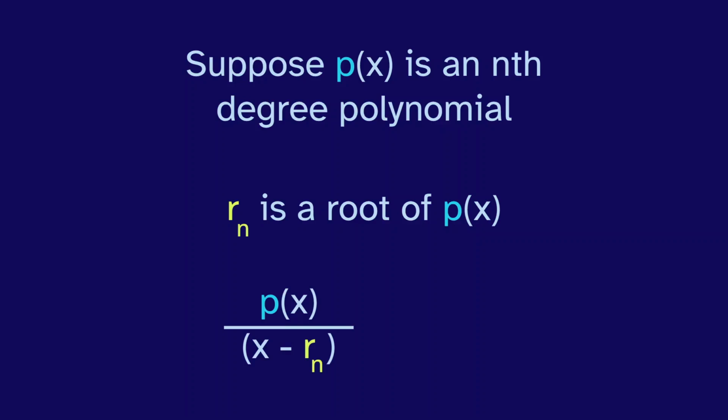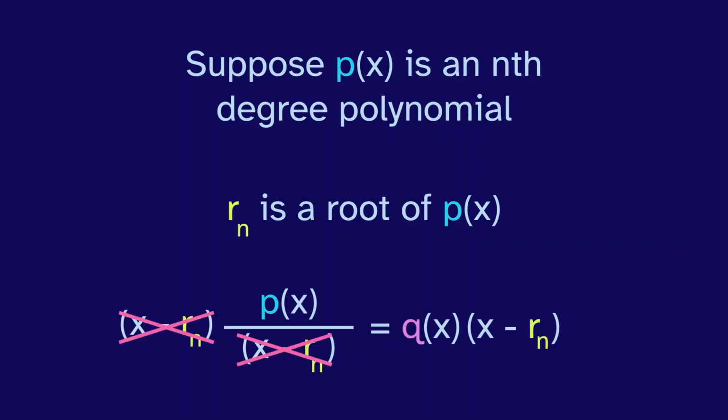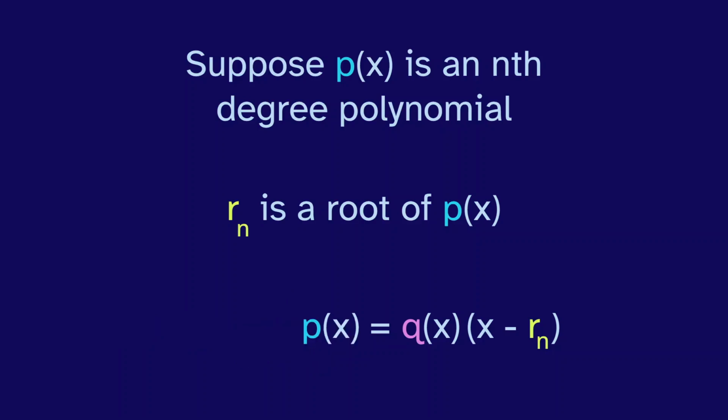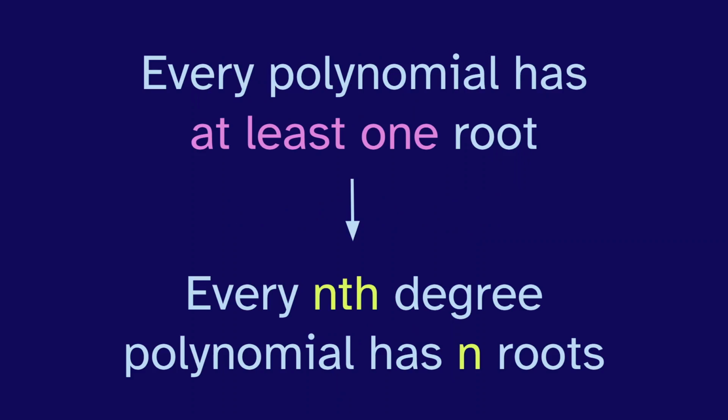Now we can divide p by x minus r sub n to get another polynomial, q. Now we'll multiply on both sides by x minus r sub n. These will cancel out, and so we're left with p equals q times x minus r sub n. And we want to notice that q is degree n minus 1. And so by our induction hypothesis, it has n minus 1 roots. And so p has n roots. It has the n minus 1 roots from q and the extra root r sub n. So the fact that every polynomial has at least one root implies that every nth degree polynomial has n roots.